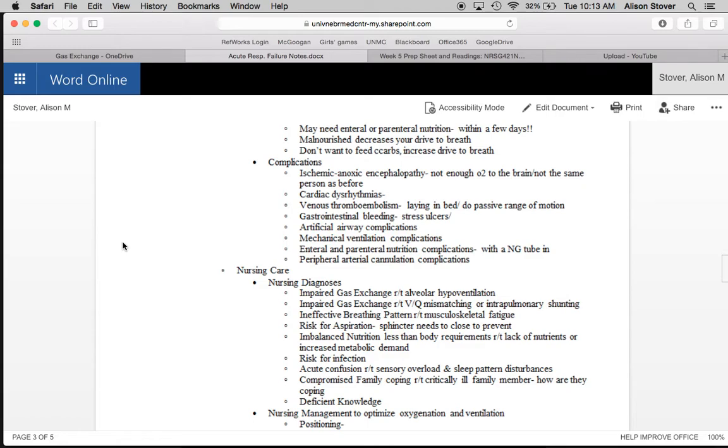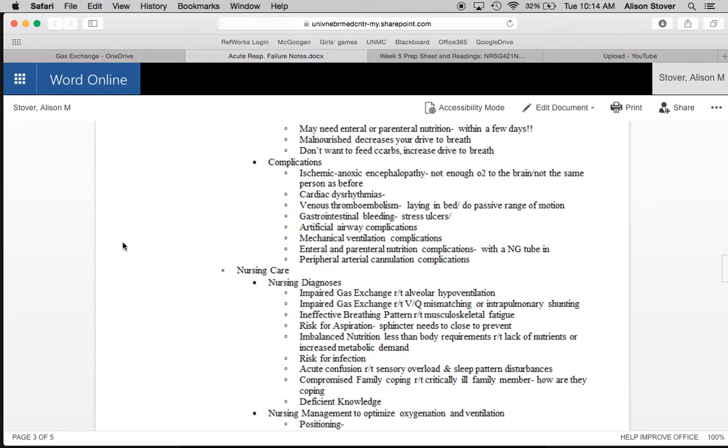Another complication of respiratory failure, or really any time the body undergoes such stress, is bleeding stress ulcers. So your patient could develop a GI bleed. That's why you want to be monitoring the hemoglobin every day when it's drawn.